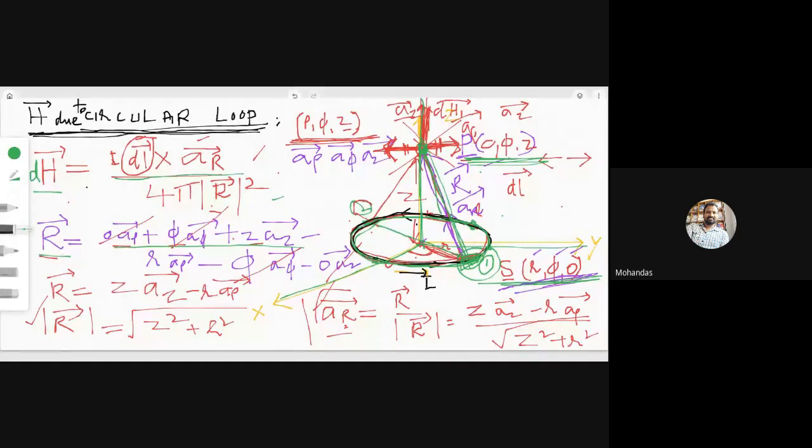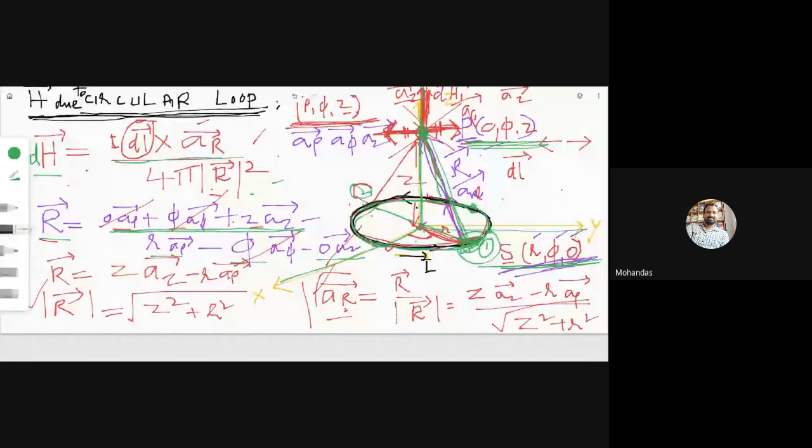So this is the distance vector which we have calculated earlier. This is the position vector of the field point, and r a rho minus phi a phi and 0 az is the position vector of the source point. From this, the R vector can be calculated: z into az minus r into a rho. Once you have calculated the distance vector, you can calculate its magnitude, which is equal to under root z square plus r square.